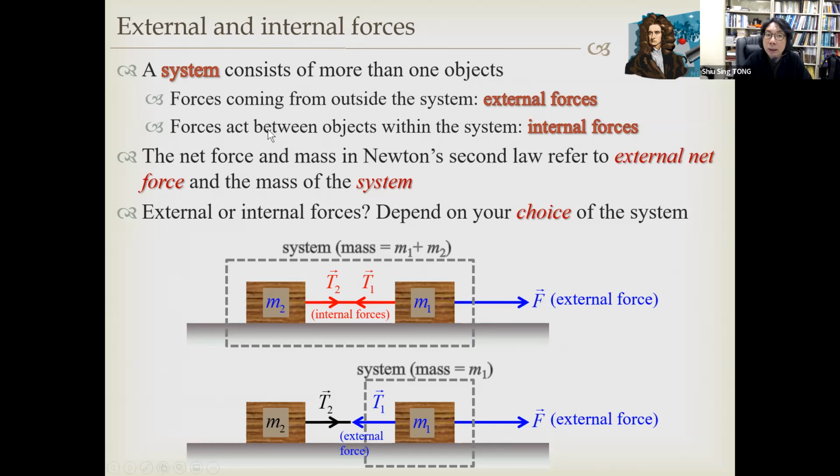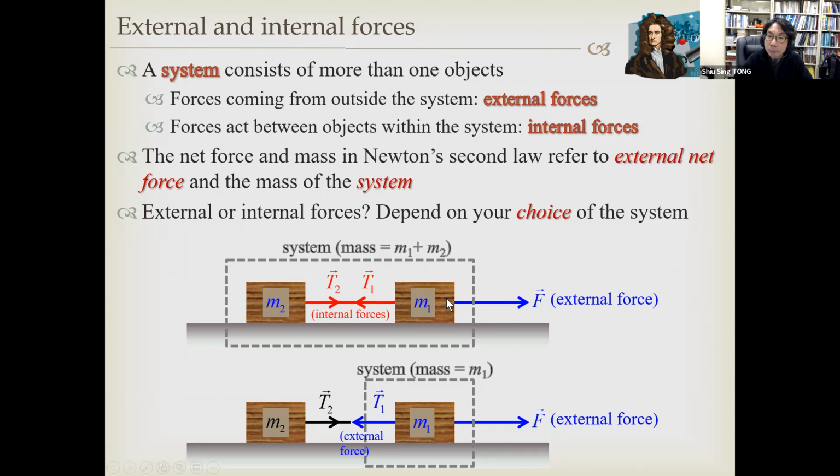The force coming from outside the system is called the external force, while the force acting between the objects within the system is called the internal force. And in applying Newton's second law, the force and mass refer to the external net force and the mass of the system. Now let's have an example.